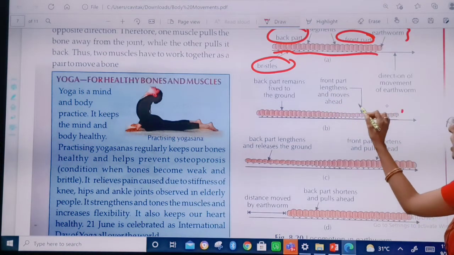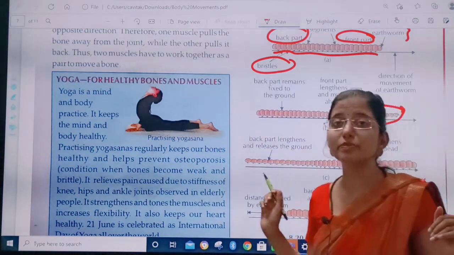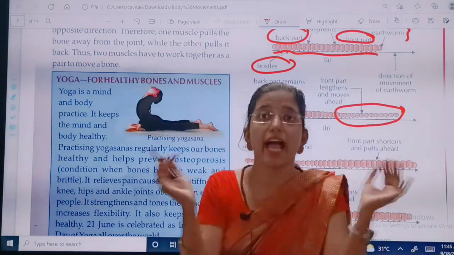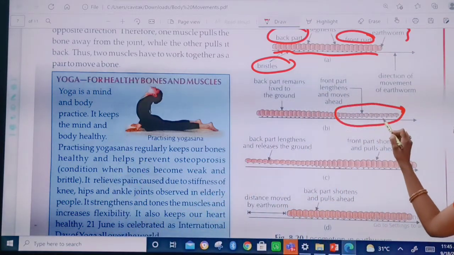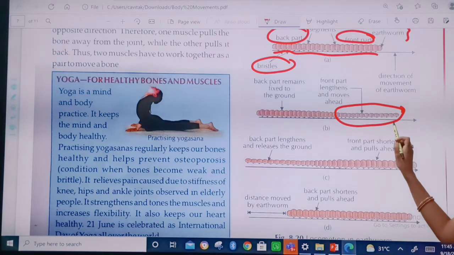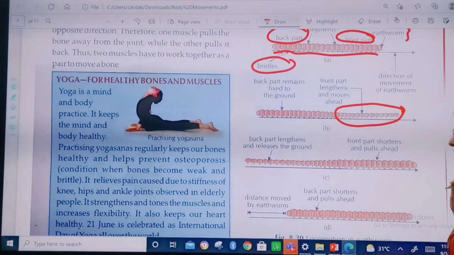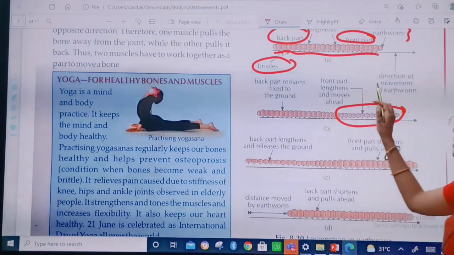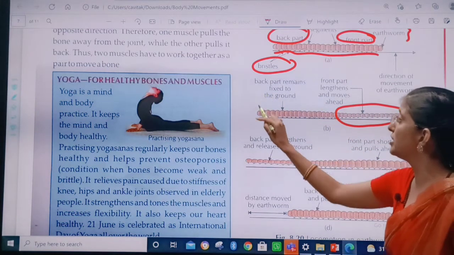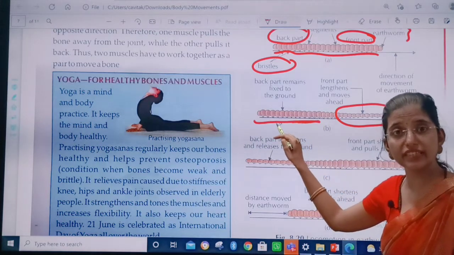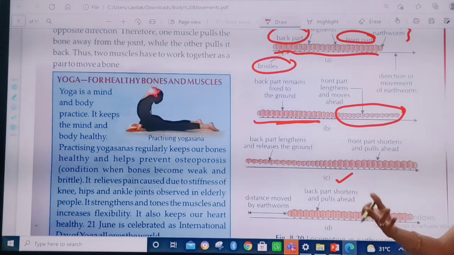See, the front part lengthens and moves ahead. Look, this part here is thin and long because the circular muscles present here contract, and when they contract, it becomes thin and long. And see, the bristles are not touching the ground. The front part lengthens and moves ahead. So we saw that the front part lengthens and moves ahead, right? The back part remains fixed to the ground. Look, this is fixed on the ground, but this part is not fixed. Now let's see what happens next.